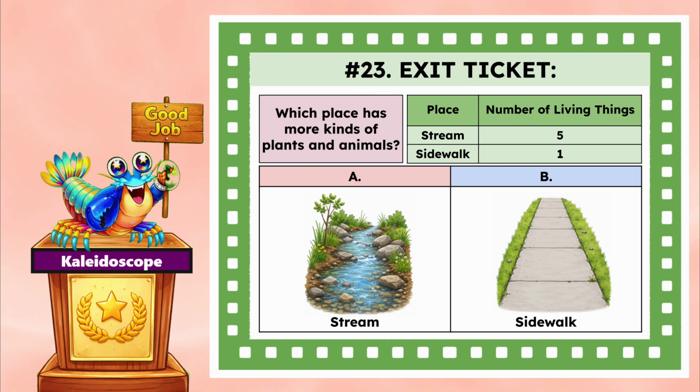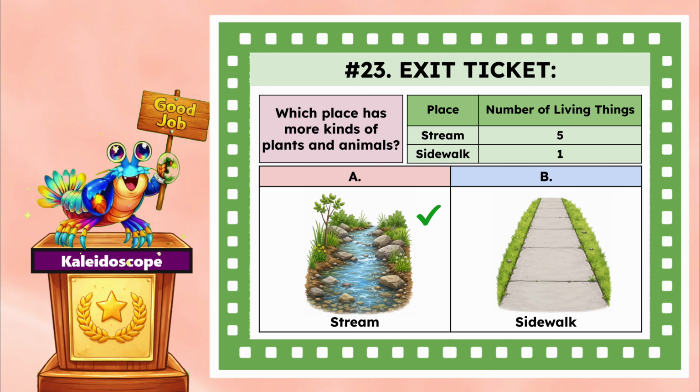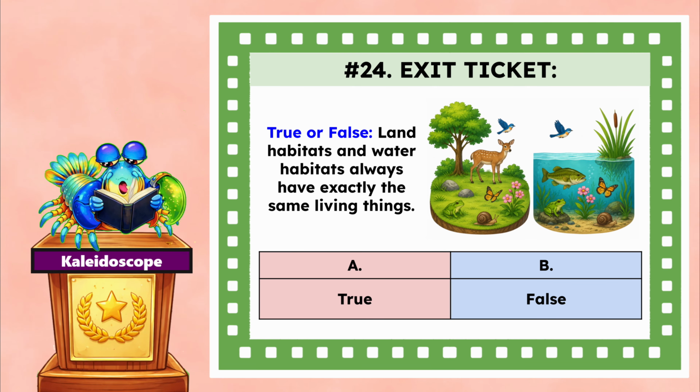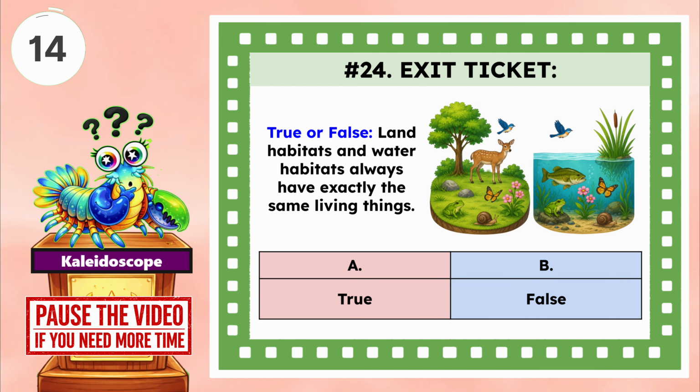And the correct answer is letter A, stream. True or false? Land habitats and water habitats always have exactly the same living things.